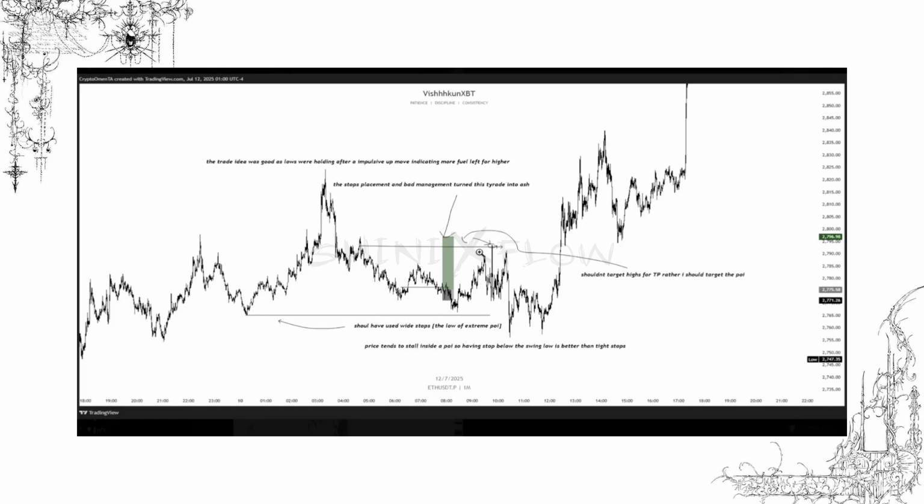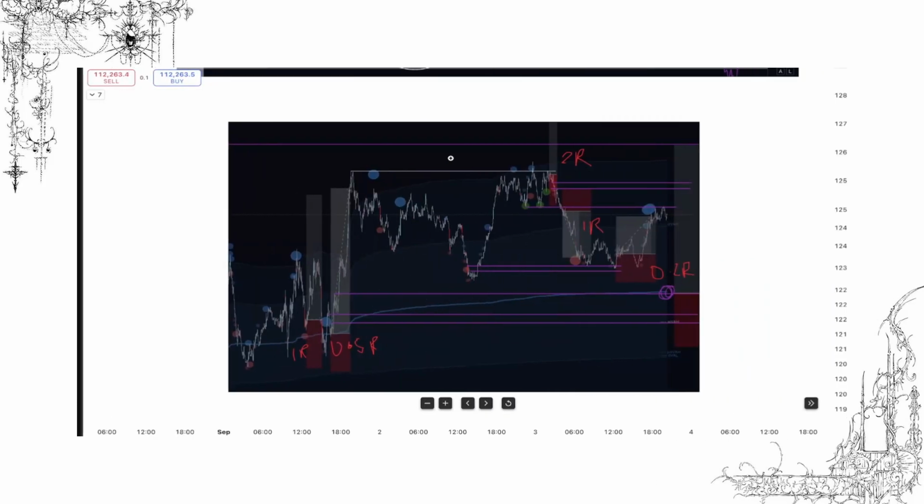But eventually the POI gets tapped, gets a pretty good reaction. But it's his stop placement and entry placement that really ruined his trade. What you could have done here was gone for a much bigger stop. You should have gone for something like this low right here, because what I want to explain to you is, let me just explain this structure right here.